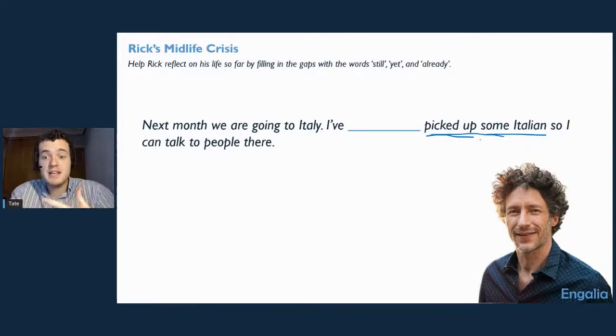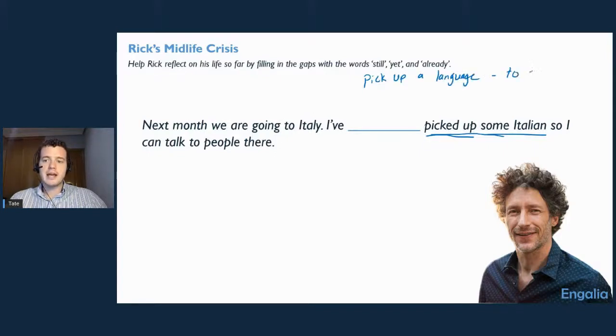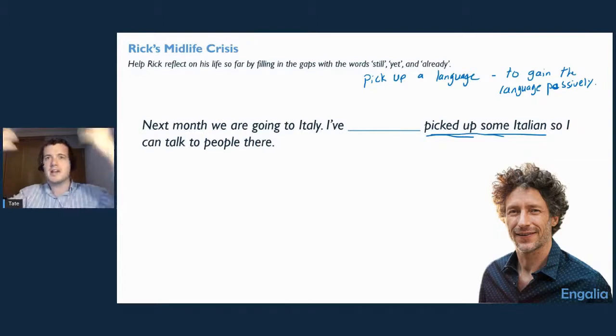And this expression means to gain the language, but in a passive way. So when we say pick up a language, it means to gain the language passively. Right, so not studying, not reading books, not joining English classes like this on YouTube. No, to gain the language passively is to pick up a language. So we have that one to work with.